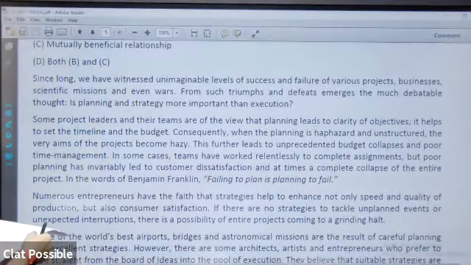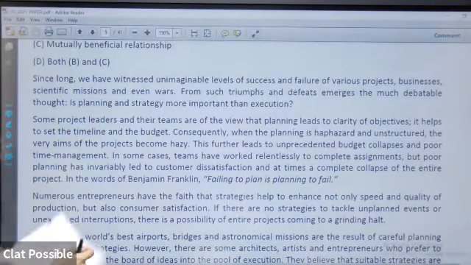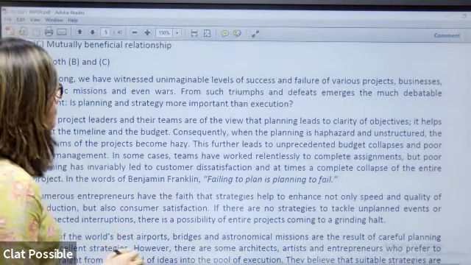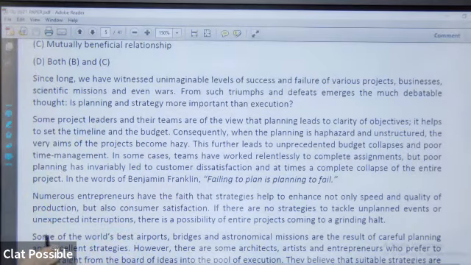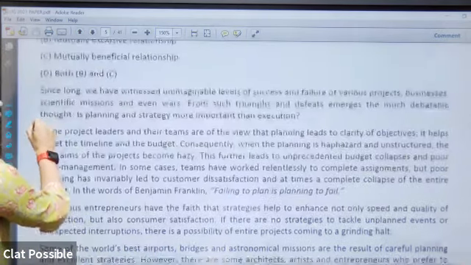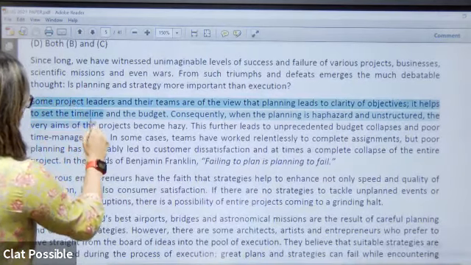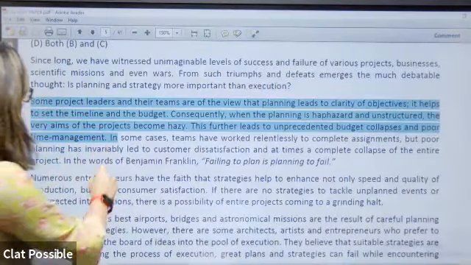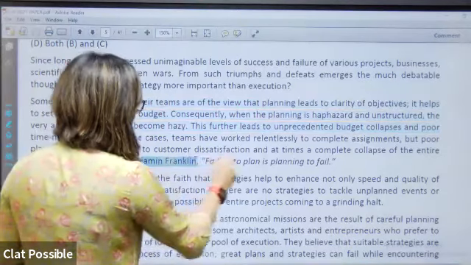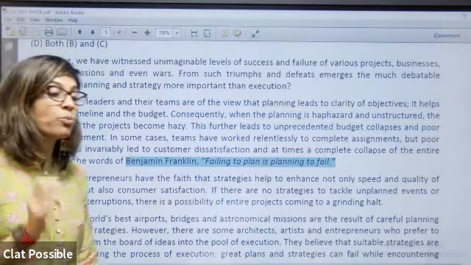Coming to the next passage. Now this passage talks about strategy and planning. So when you read paragraph 1, all through paragraph 1 and then through paragraph 2, you will realize that the passage talks about planning, and Benjamin Franklin talks about planning, failing to plan, and you will feel that the author is actually talking about planning.